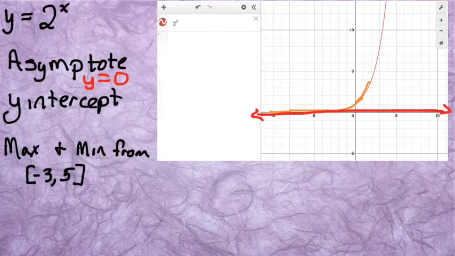The y-intercept is where it crosses the y-axis. If you can't tell by looking at the graph, one of the other things you can do is plug in a 0 for x. So down here, I could ask, what is y when I have 2 to the 0 power? Well, that's going to be 1. And the y-intercept is going to be 0, comma, some number, in this case, 1.